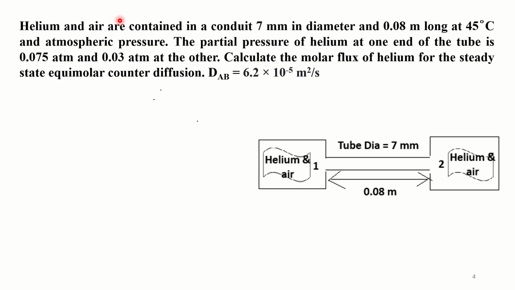Again, in this problem also you are given the partial pressure data. So directly you are given the required data. So partial pressure at one point and partial pressure of helium at the other point. So both the data are given and also given in atmosphere. Then we are supposed to calculate molar flux of helium. Diffusivity data is given. So let us list out the data first.